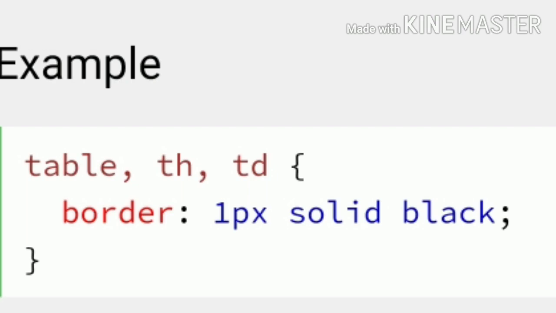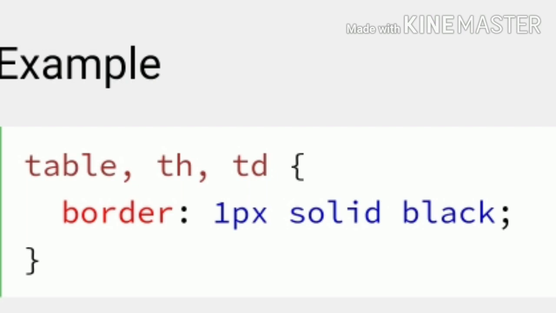What is different here is that in between the style tags you have defined table, th, td. After that you open the curly braces: border colon 1px solid black. Curly braces closed, ended with the closing of style, backslash style. Similarly, after that comes the closing of the head tag, backslash head.